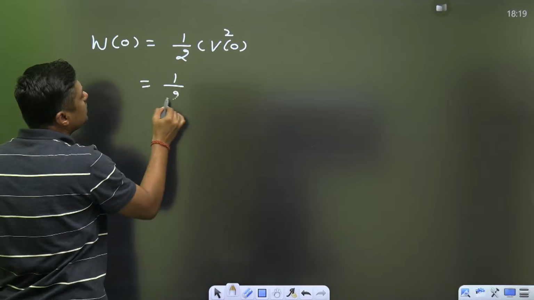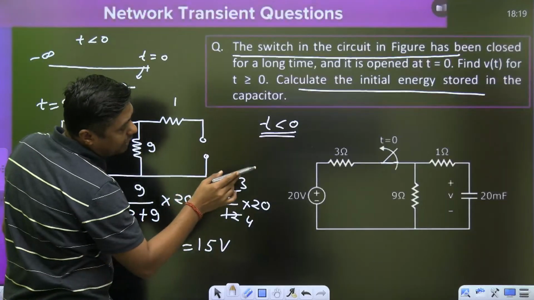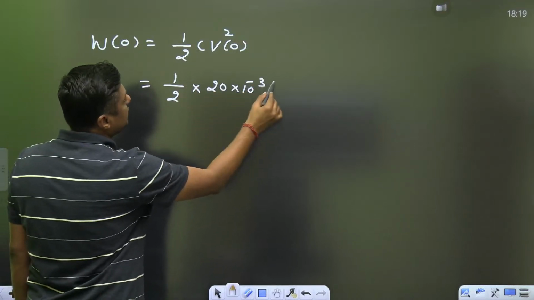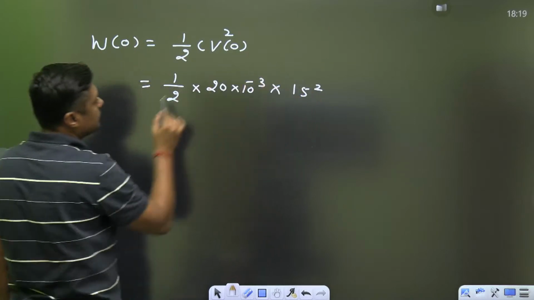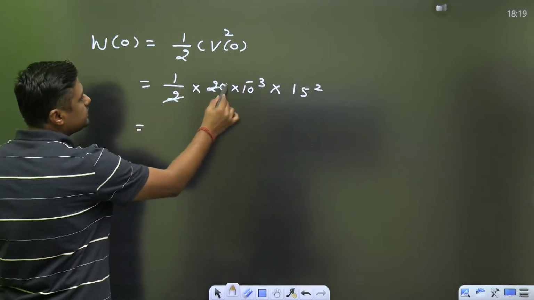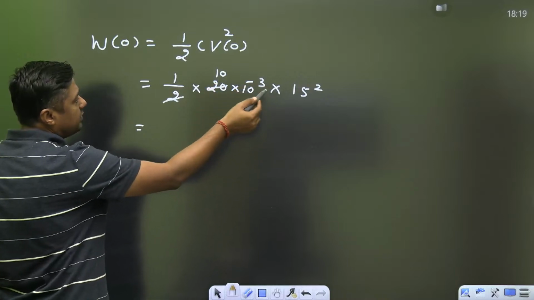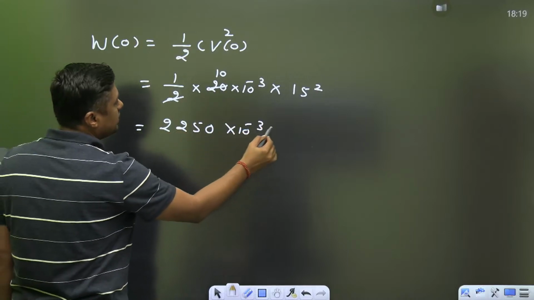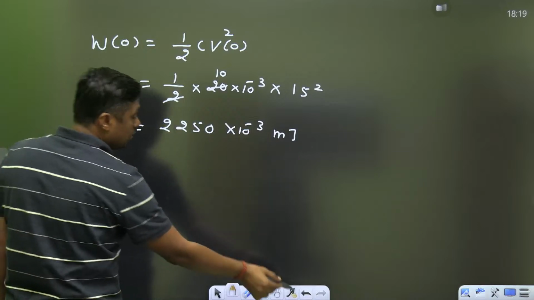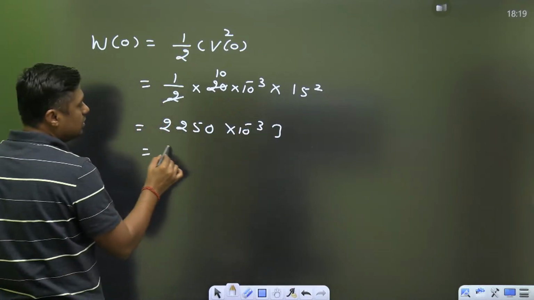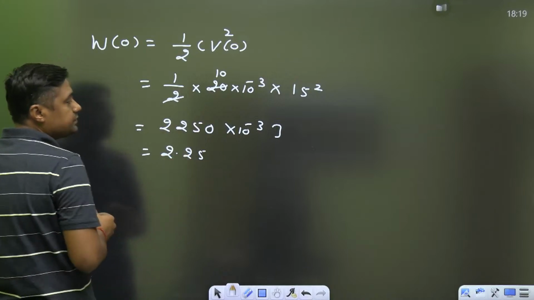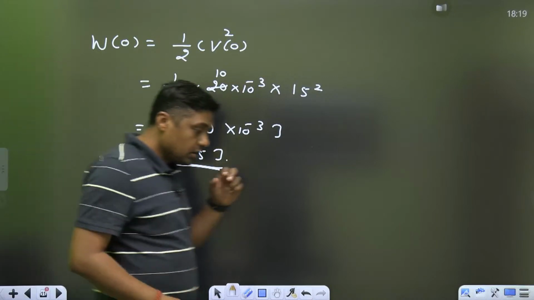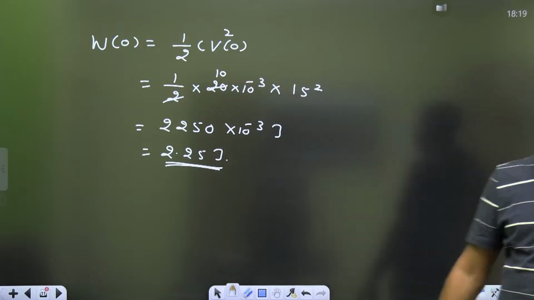So half into what is the C here? Value of the C is 20 millifarad. Half C V squared: 20 into 10 raised to power minus 3 into 15 squared. So it will become 10, and 15 squared means 225, into 10 raised to power minus 3 joule. So in millijoule, or 2.25 joule, and that is done. Please check my calculation. So this much energy is stored in the capacitor.